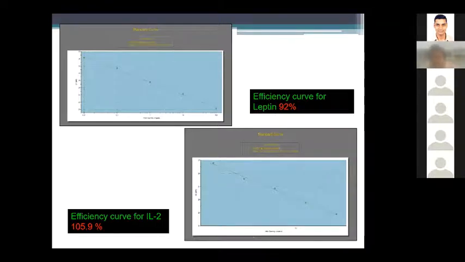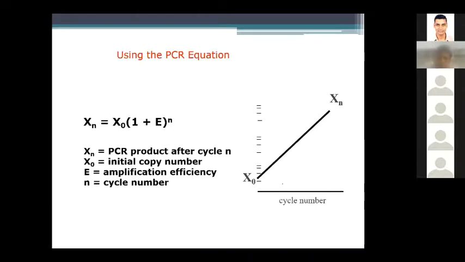So for example, why do we need to calculate the efficiency? Because in our lab we developed two different primer sets, and when we did the serial dilution we got a linear curve. We found that the efficiency of this leptin primer is 92%, whereas the efficiency of interleukin primer 2 is 105%. If the efficiency is below 90 and above 110, what happens? It ultimately affects your result.